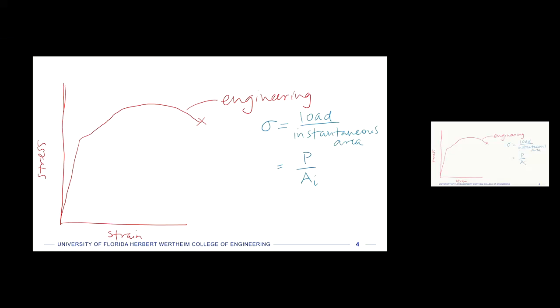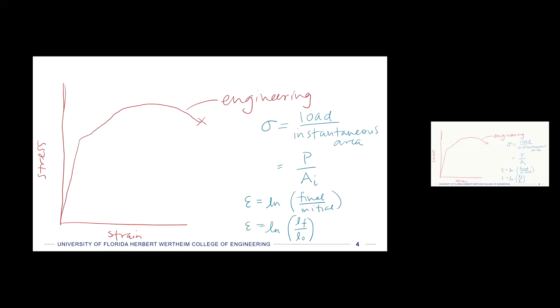And corresponding with that, we can get the true strain, right, which is defined as the natural log of the final length over the initial length. So we would have natural log of L_f divided by L naught. That's the gauge length. And so these are our true values.